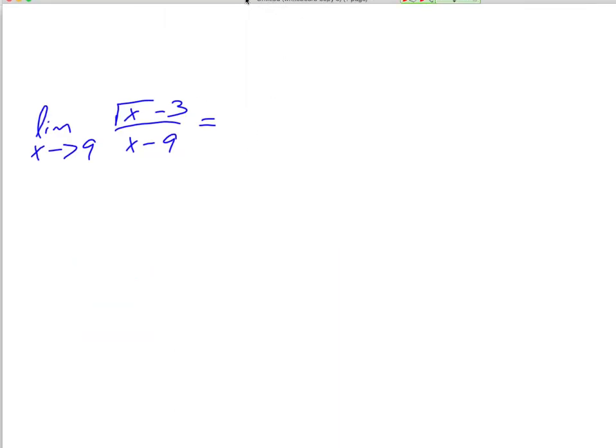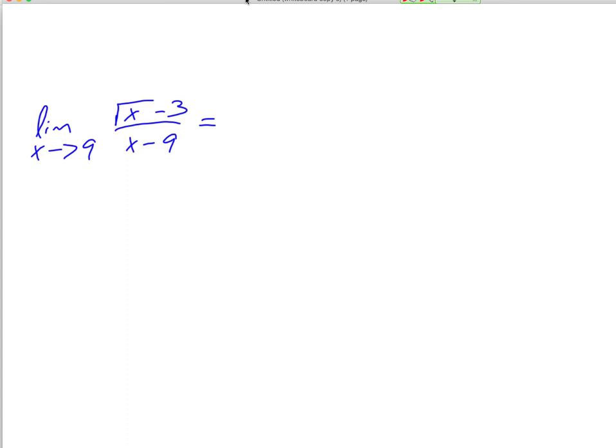Next one, the limit as x approaches 9 of the square root of x minus 3 over x minus 9. So I want to find this limit. What do we do to get started when we're finding a limit algebraically? Plug it in. What happens when I plug in? Zero on the bottom. I get 0 over 0, which is indeterminate form, which means I need to do something to find my limit. So what do you suggest we do on this one?